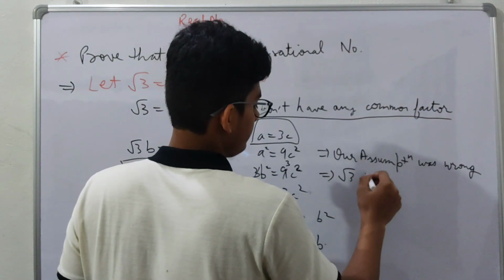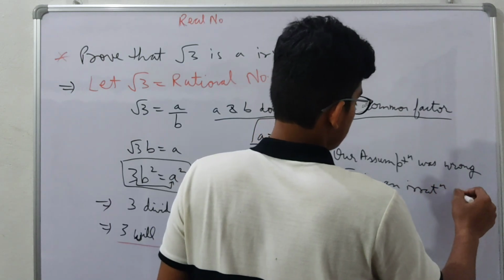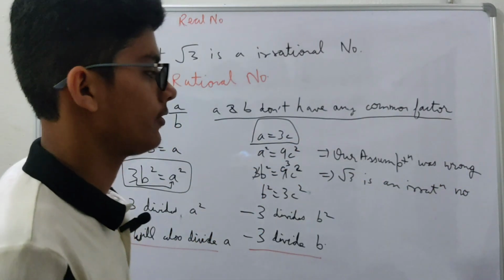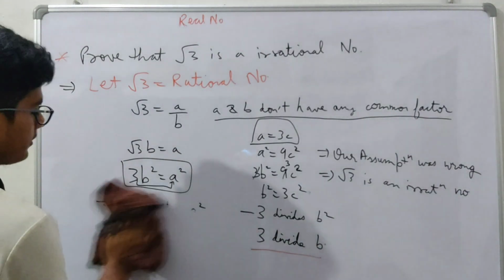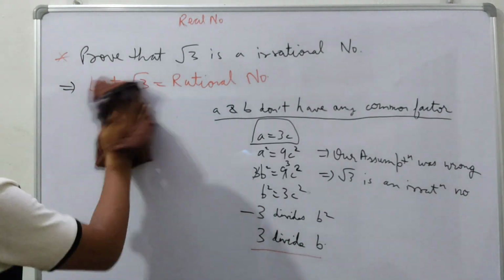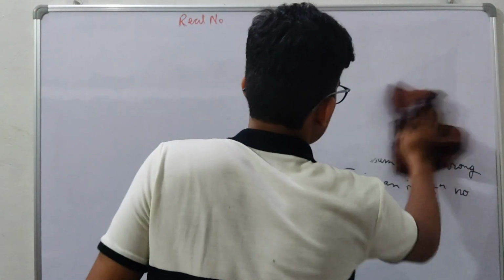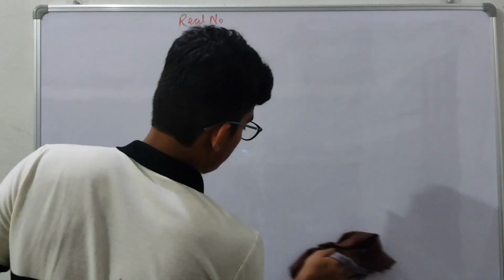Hence root 3 is an irrational number. Our assumption was wrong, so root 3 is an irrational number. Similarly, you can also prove root 2 as an irrational number, and root 5 as an irrational number.